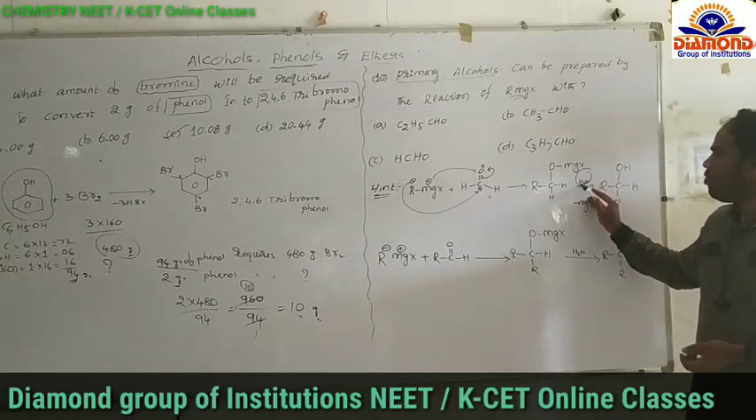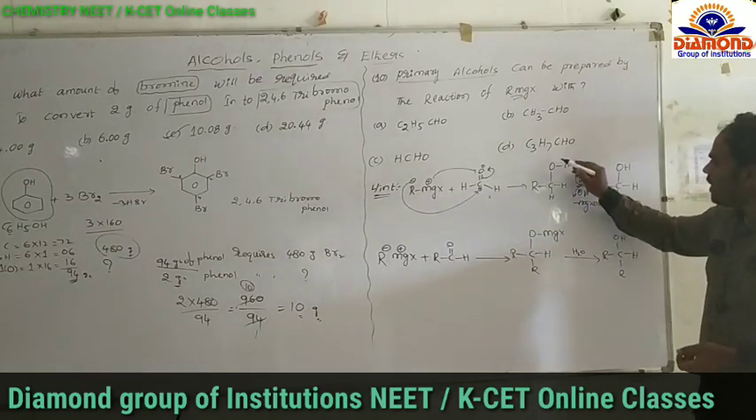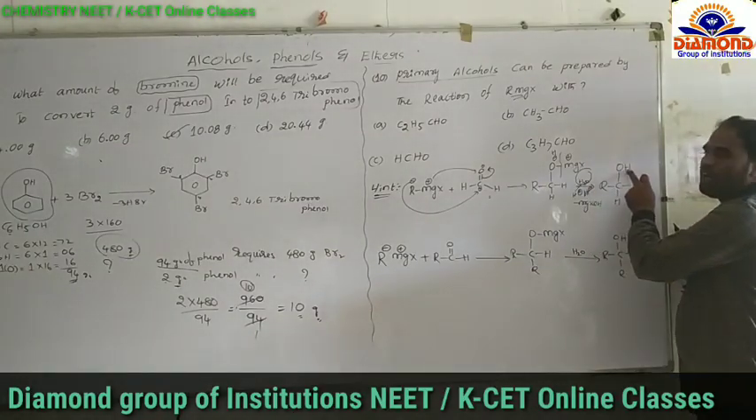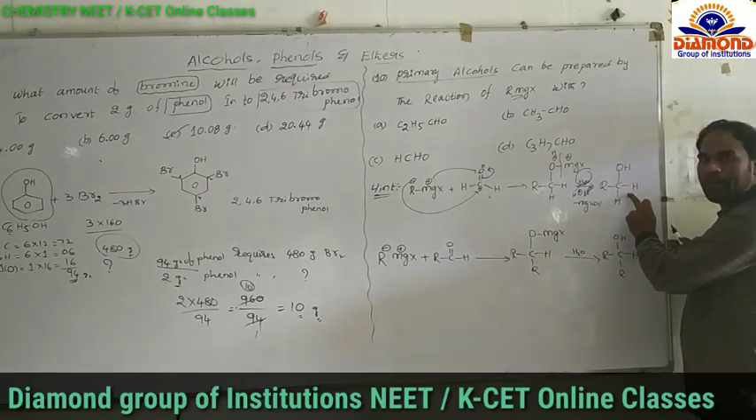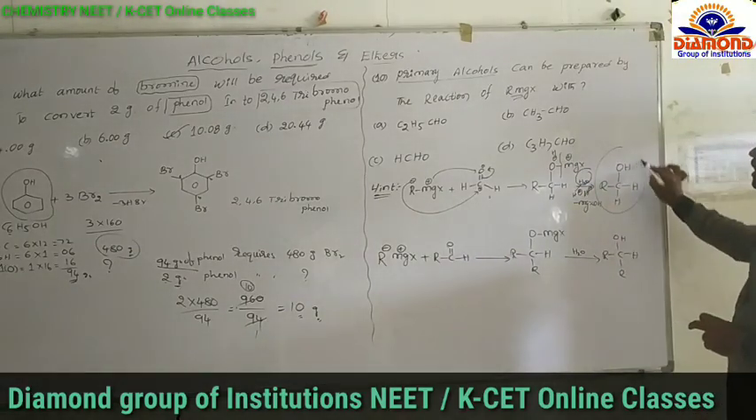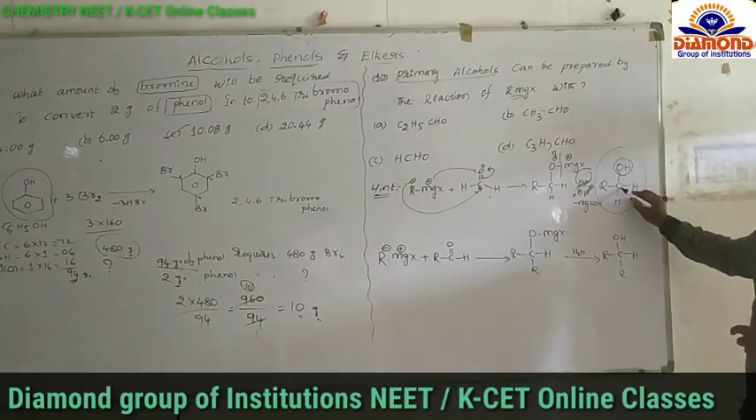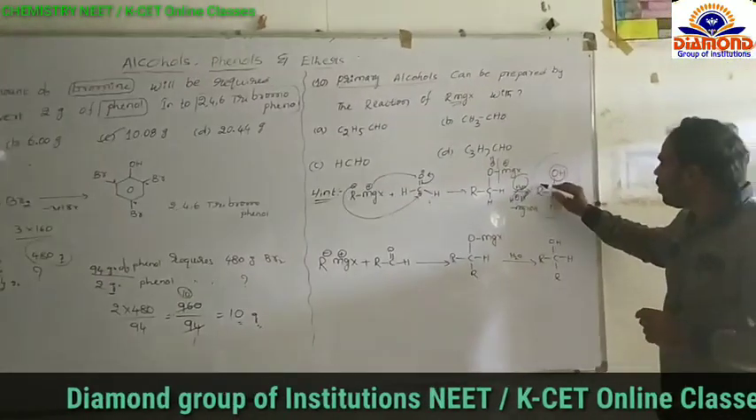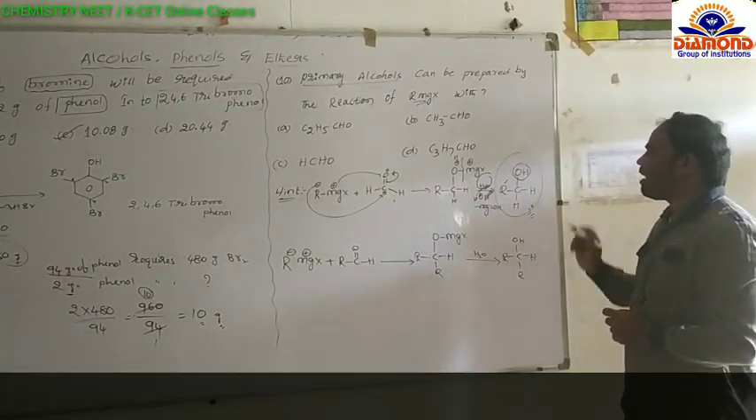Hydrolysis: we already know water produces H plus and OH minus. Here we have O minus and Mg plus. Therefore, with addition of H plus, it converts to alcohol OH. Therefore, RCH2OH is the product. So it is a primary alcohol, students. Why is it a primary alcohol? The OH group containing carbon is directly linked with only one carbon. Therefore, it is a primary alcohol.